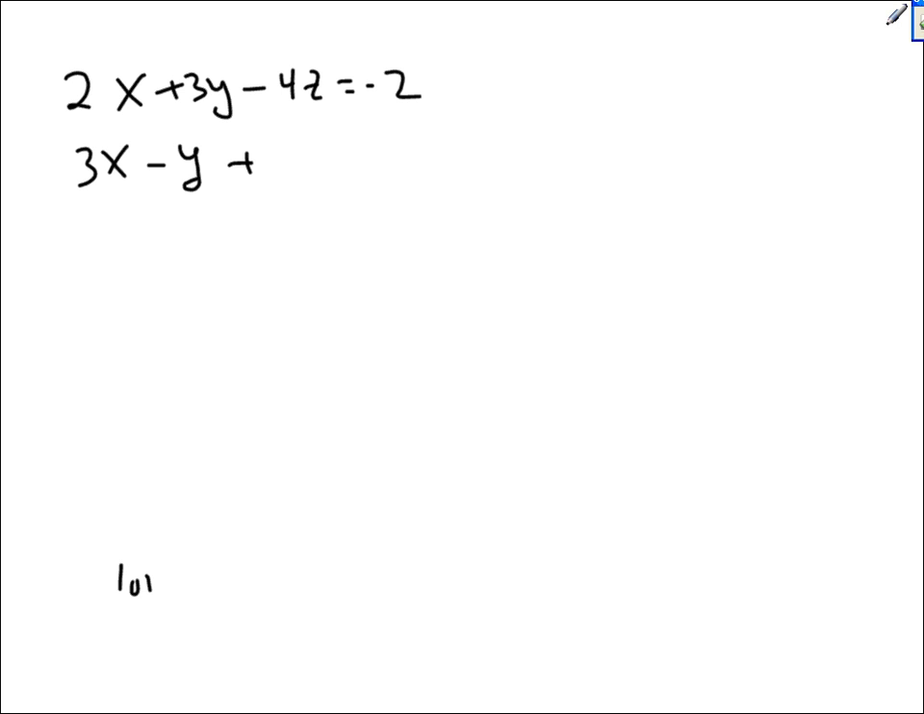So now, let's do an example. You have 2x plus 3y minus 4z is negative 2, and 3x minus y plus z is 4, and x plus y plus z is 2. Negative 2, 4, and 2. Okay, you have this.